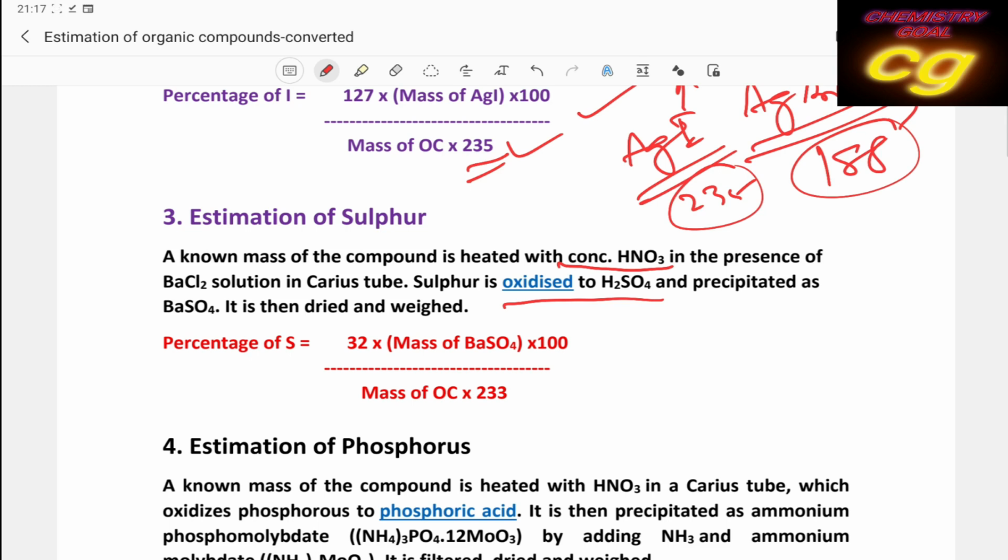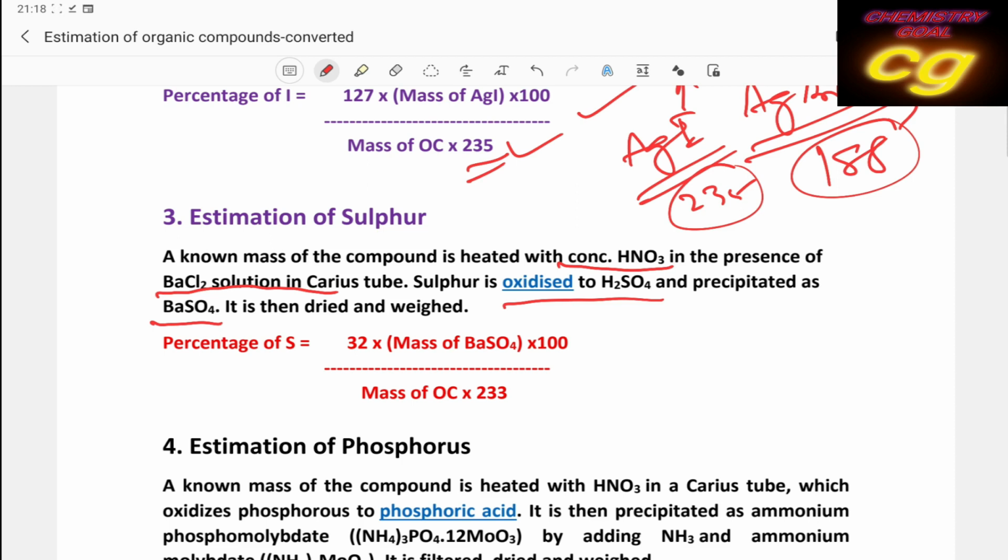Then, when you add barium chloride solution to this sulfuric acid, very important, as we have already discussed in the detection of elements, the detection of sulfate is by barium chloride solution. When you add barium chloride solution, a white precipitate of barium sulfate is produced. So the organic compound is heated with concentrated nitric acid, and sulfur converts to sulfuric acid.